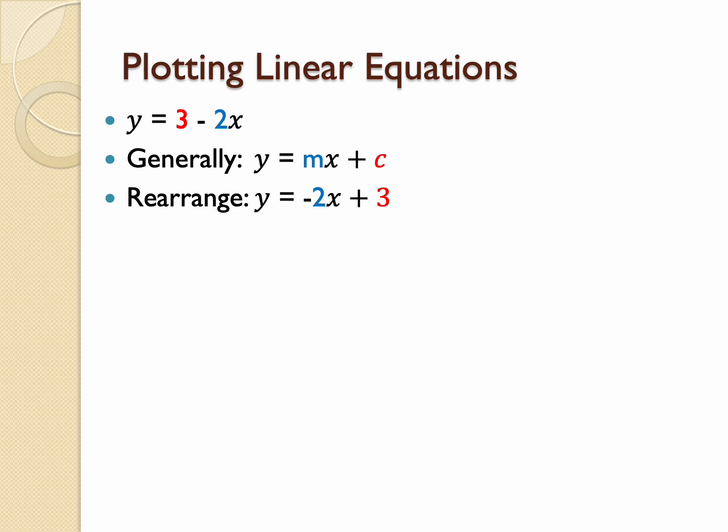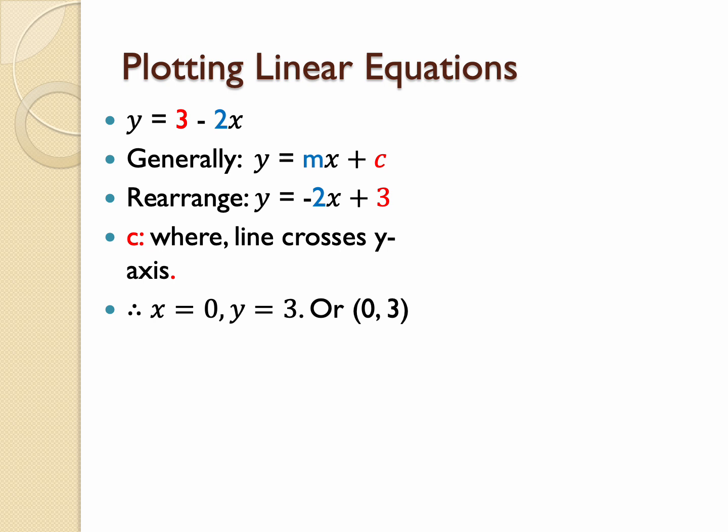Remember, as we discussed earlier, the constant 3, which represents c in the general equation, is where the line crosses the y-axis. When it crosses the y-axis, we also notice that the value of x at that point equals 0. Therefore, we can work out a point: when x equals 0, we substitute it into our equation y equals minus 2x plus 3, and it turns out that y equals 3. So we can calculate it from the equation.